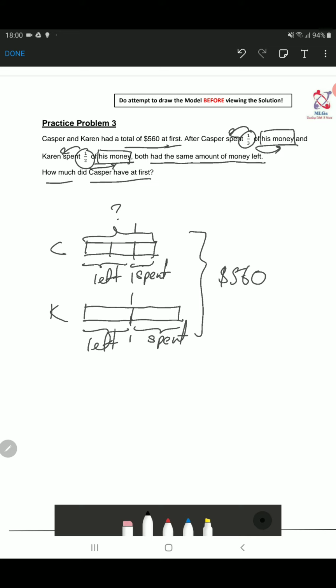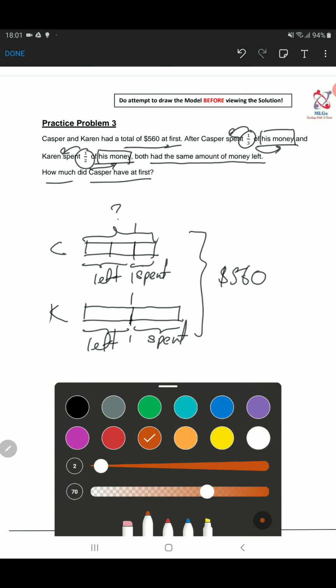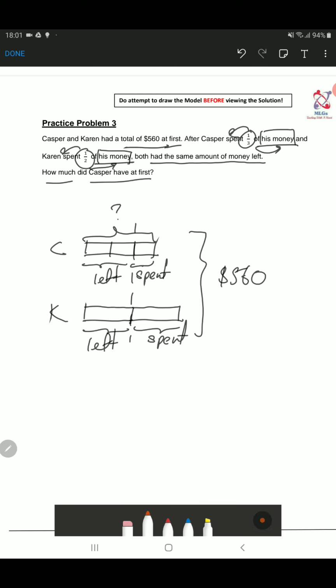If your model is done already, what can you do? You look at your model and you study. Can you make the model all look equal, with equal boxes? There's 1 unit, 1 unit, 1 unit, but how about Karen's money? Can I also cut something similar? So I cut every box into 2 units. Now I have made the whole model equal in units. Then you add up all the units, which is 7 units.